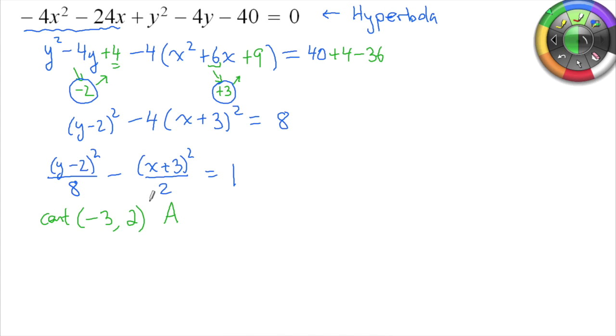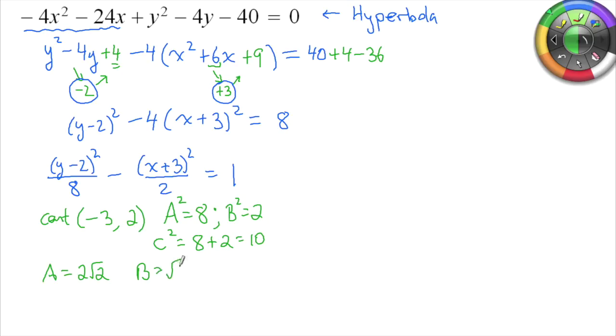A, in this case, is related to the y. For hyperbolas, it's the first number, the positive first number. So a squared is going to be 8. And that leaves b squared being the other number, which is 2. And c squared is equal to the sum of those two numbers, a squared plus b squared. So this will be 10, and therefore a is equal to 2 square roots of 2. B is equal to the square root of 2, and c is equal to the square root of 10.